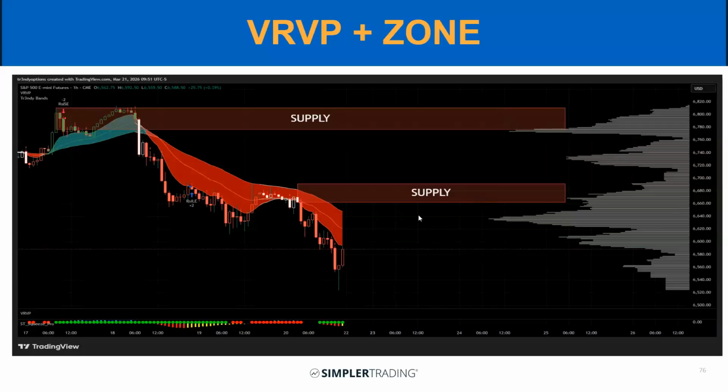So what you could do is after you find your zone, you can go, okay, what am I looking at here? Is there a lot of volume at the supply zone? And yes, you can use it in confluence with your supply and demand zones. Okay.